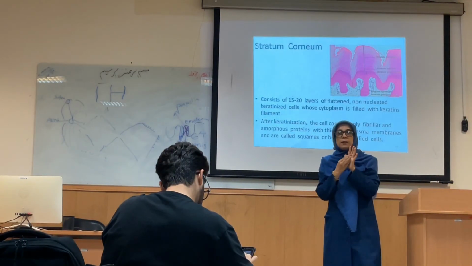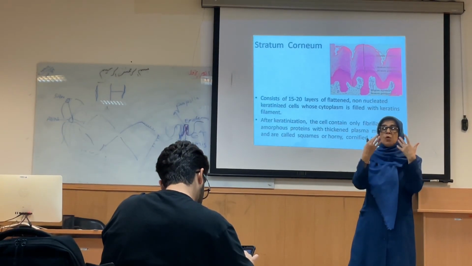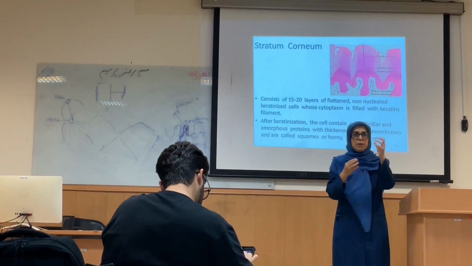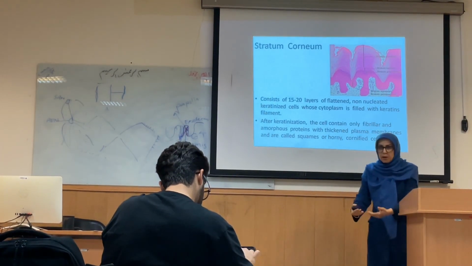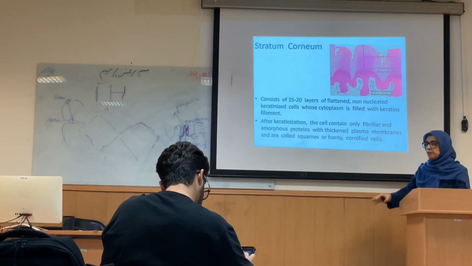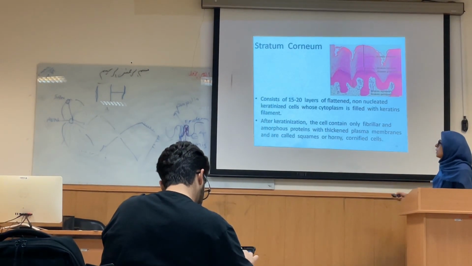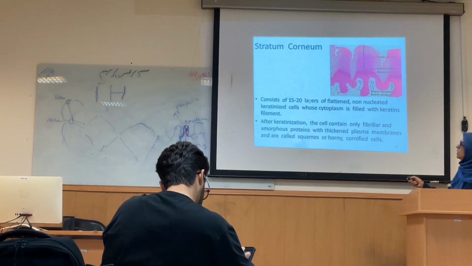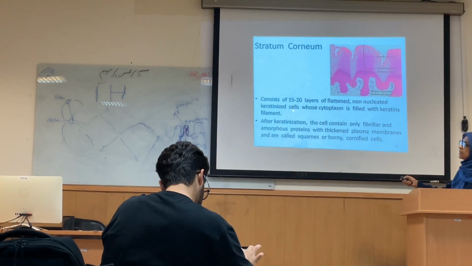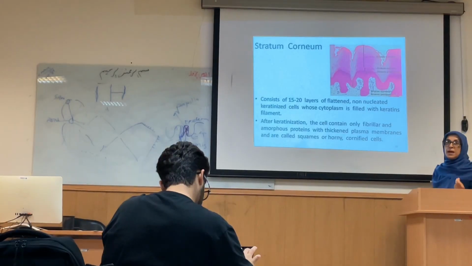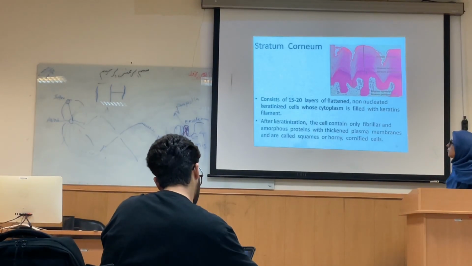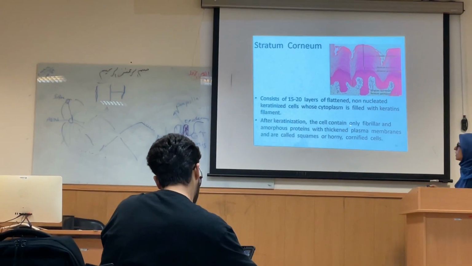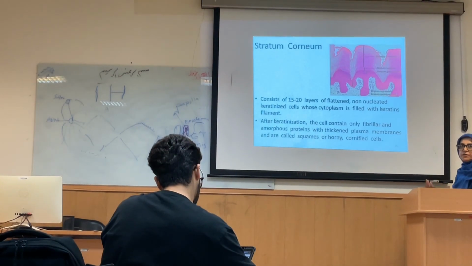Soles, because our palms and soles also need more protection, since we touch many things with our hands and walk on our feet. It includes 15 to 20 layers of flattened, non-nucleated keratinized cells. Keratinized cells means the cytoplasm is filled by keratin filaments. After keratinization, the cell contains just the fibrillary keratin proteins that fill it.